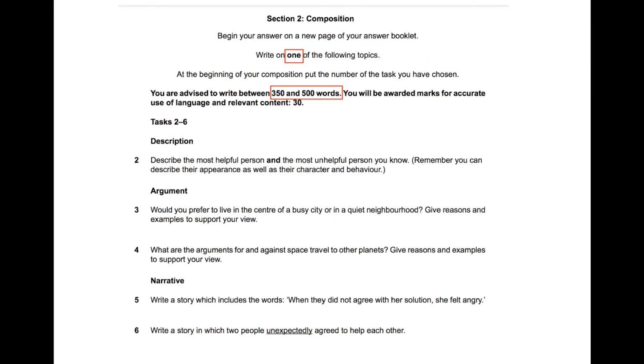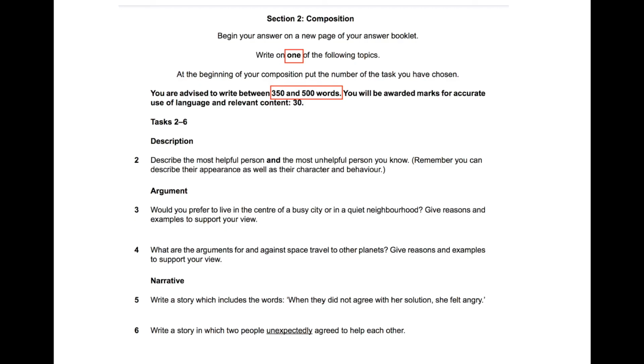Okay, so let's move on to section number 2, which is the composition section of the writing paper. Now, the main difference between the composition section and the directed writing section is that in the second section, you are able to choose the question that you want to write about. And as you can see, you only have to select one of the topics which are made available to you.